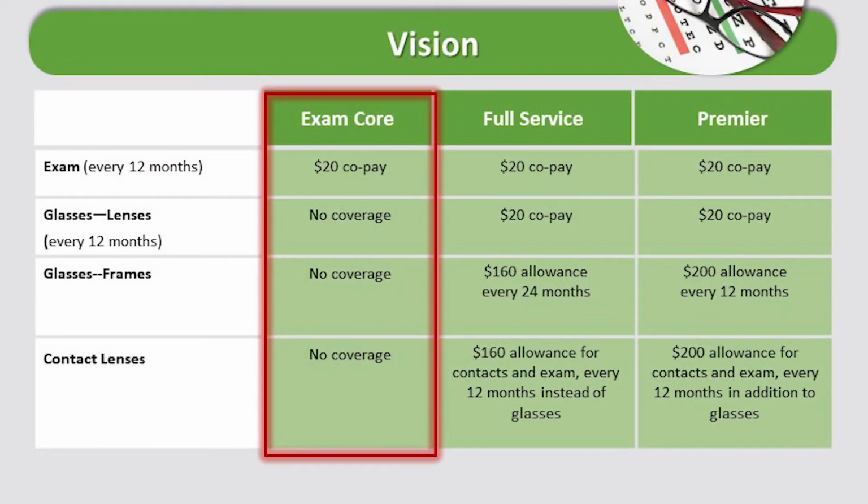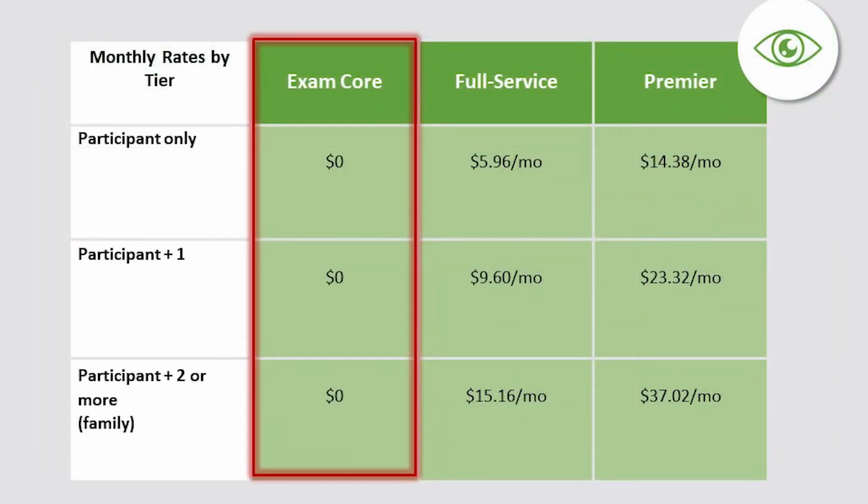It's something you already have. I think you may have to select it though, okay, during open enrollment. But there is no cost to you. That's what you currently have available now, and that's one of the 3 here. And that's why there's a red box around here, because exam core is what we call a default plan. It's where you will default if you don't select it, okay? And then these are the costs of the vision plans. Again, 0 cost for the exam core, and then for full service and premier, what they cost per month.